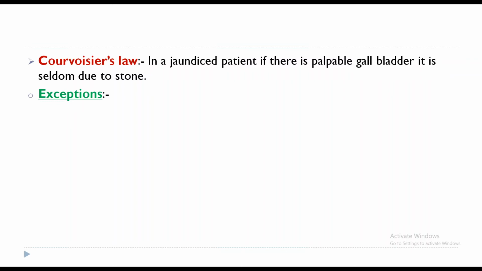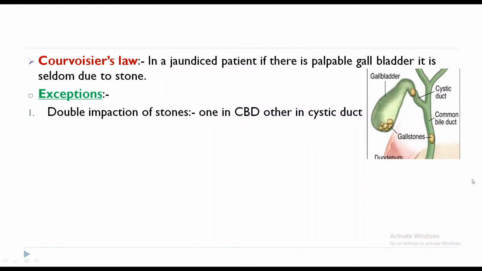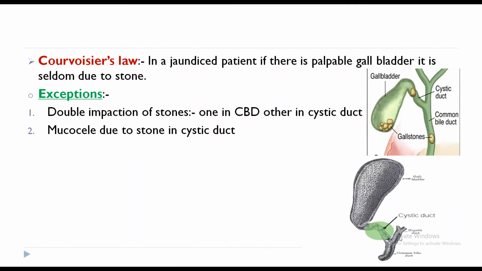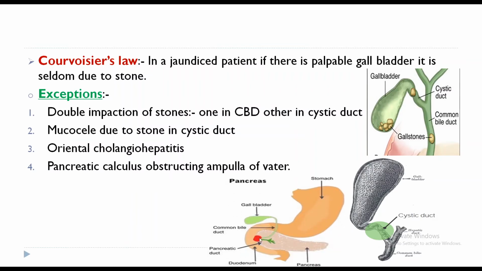Courvoisier's law is very important. It states that in a jaundiced patient, if there is a palpable gallbladder, it is seldom due to stone. Exceptions are double impaction of the stone, that is one stone in the CBD and the other in the cystic duct. Other is mucocele due to stone in the cystic duct, so the stone is in the cystic duct and compressing the CBD also. Oriental cholangiohepatitis is one exception, and pancreatic calculus obstructing the ampulla of Vater. So this stone which is obstructing the ampulla of Vater can lead to jaundice with a palpable gallbladder.